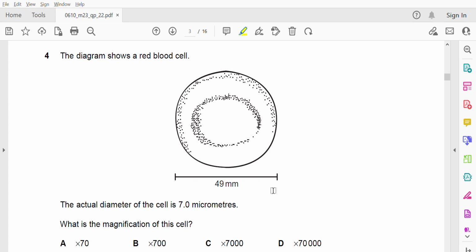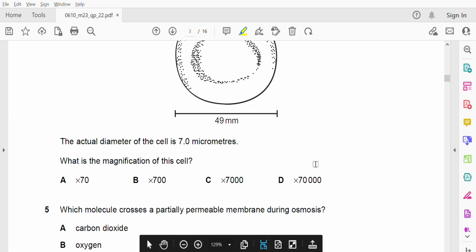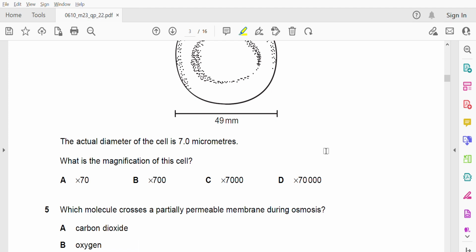So if 49 is actually in millimeters, where 7 is in micrometers. So now the correct option for question number 4 is C, which is multiplied by 7,000 times. Now remember the acronym MIA. Magnification equals to image size divided by actual size. That's very important because if you forget it in the examination, you can remember it using this.